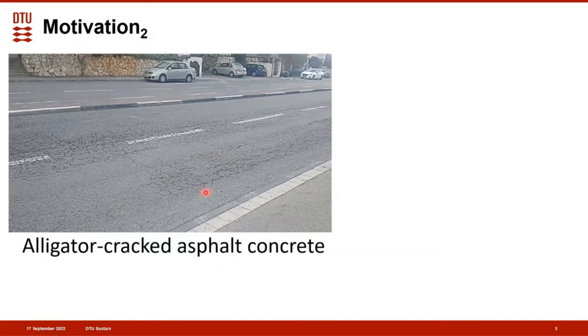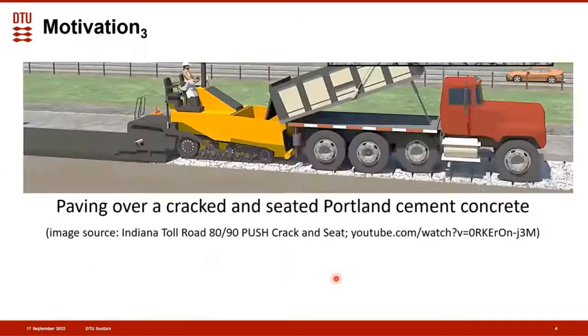Here's one example. You have a road that is severely alligator cracked, and if this road is overlaid, then the cracked layer remains in the pavement system as a fragmented layer. Or if the road is milled and overlaid, but the existing layer is not completely removed, then we again have a rehabilitated pavement system that includes a fragmented layer.